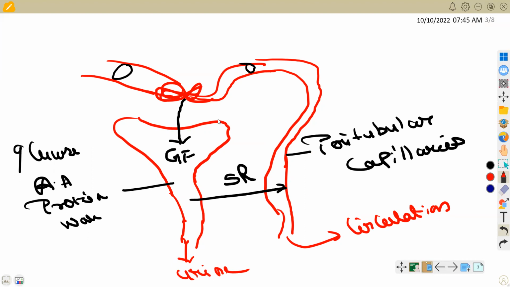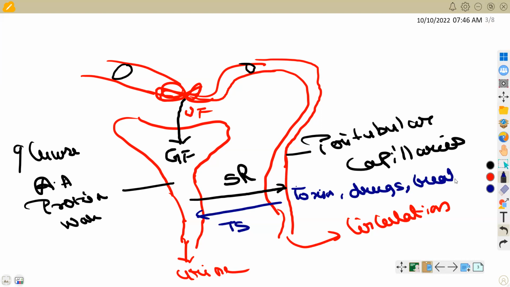Okay, so ultrafiltration or glomerular filtration is the thing. You can say this process of ultrafiltration. Another one is selective reabsorption, and the last one is tubular secretion. Okay, so the substances like toxic waste, toxins, you can say drugs, you can say creatinine, you can say para-aminohippuric acid.